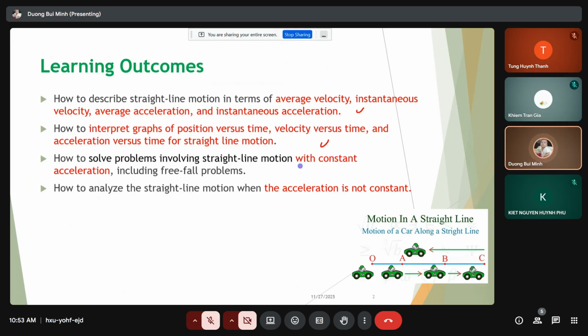So now we will analyze some objects with the motion of a constant acceleration, including free falling objects, free falling problems. So lecture 2, part 2, we will focus on this one.